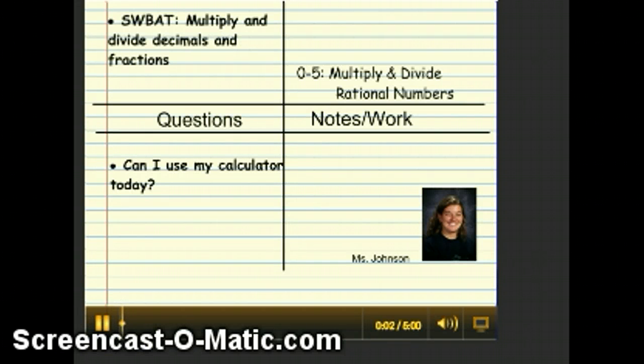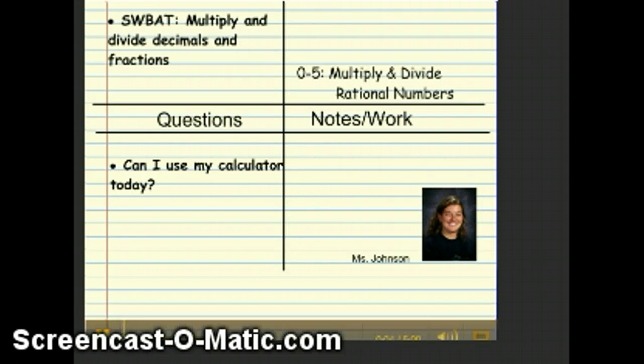Hi students, this is Miss Johnson back with our lesson for 0-5, multiply and divide rational numbers. Our objective for today is that we're going to multiply and divide decimals and fractions.